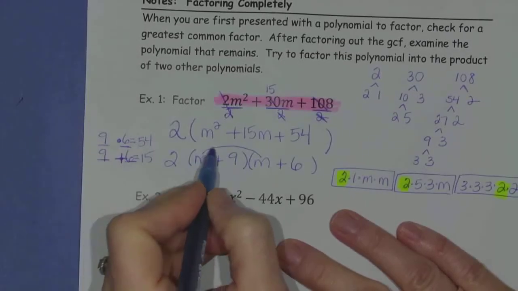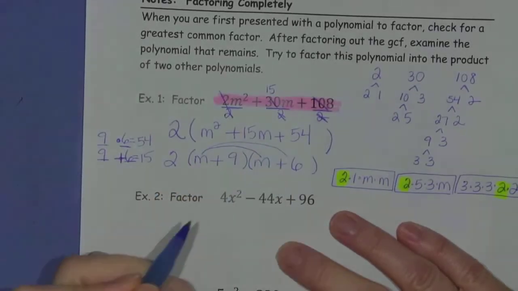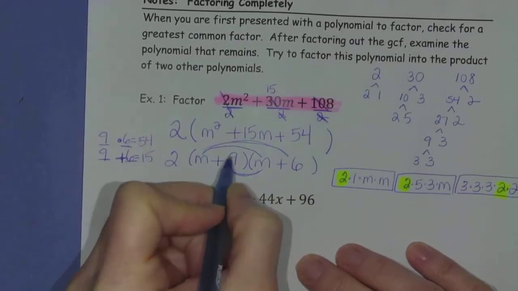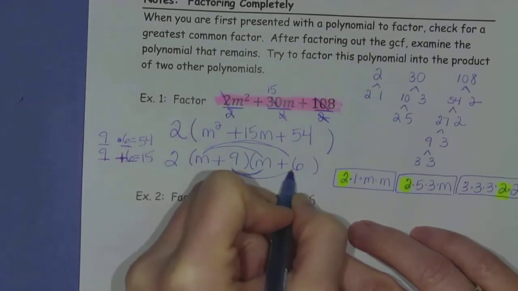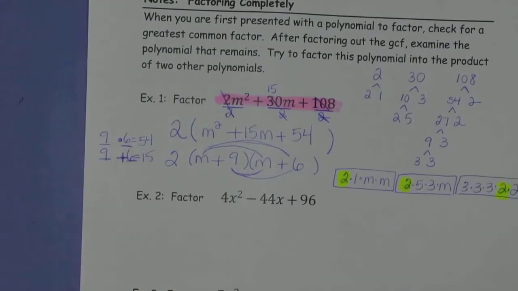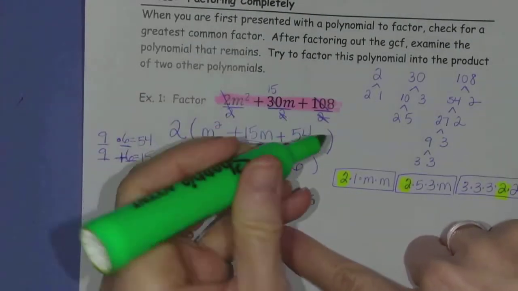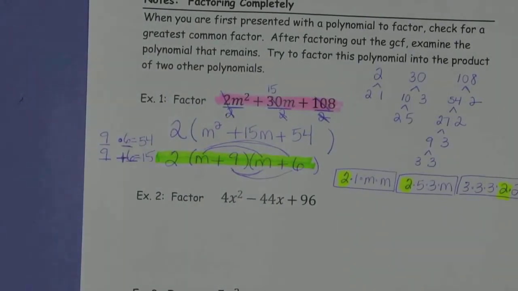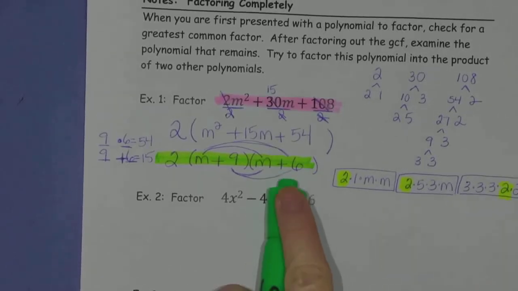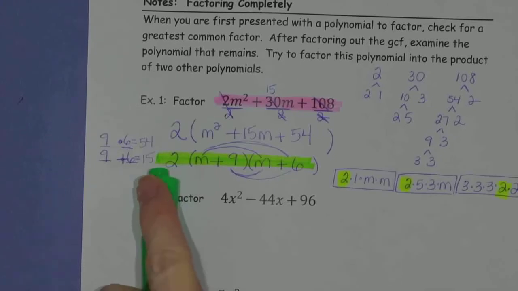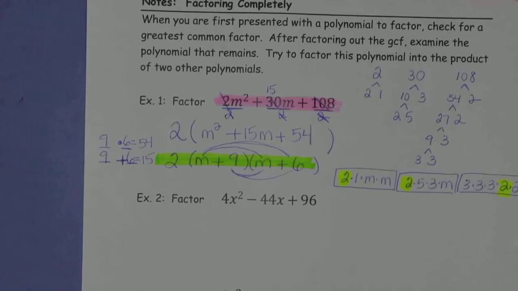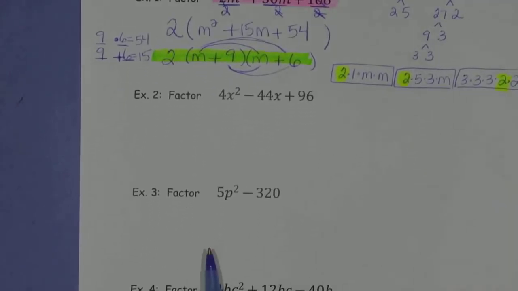And you can see that there's my m squared, here's my 6m, here's my 9m. So 6m plus 9m gives me my 15m, and then there's my 54. So final answer to this first example, 2 times the quantity m plus 9 times the quantity m plus 6. This is written as a product of other polynomials, and that's the final answer. We can't go any further with that. Okay, let's go to example 2. We'll speed this up a little bit.